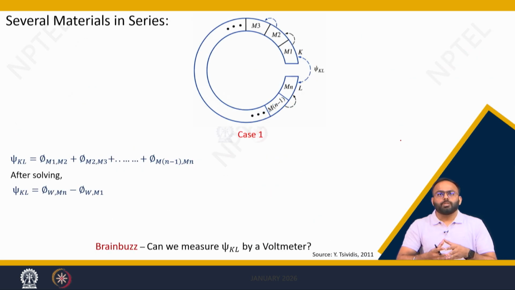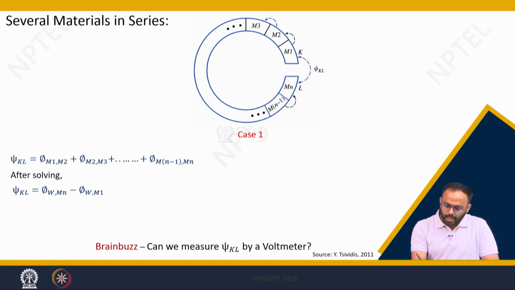Now the next question is, what will happen if different materials are in series? It means I am connecting different materials in series and I want to calculate the effective voltage between this terminal K and L. If there are different materials in series, there will be a contact potential between these contacts. So here the contact potential is phi M2 M1. Here the contact potential is phi M3 M2, and so on. Here the contact potential is phi Mn Mn minus 1.